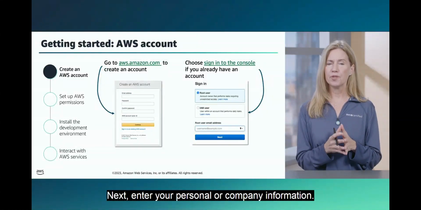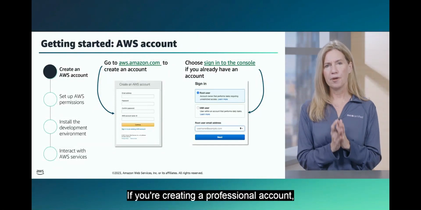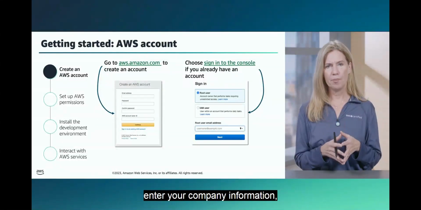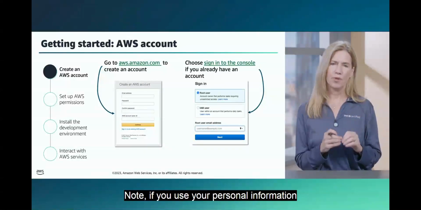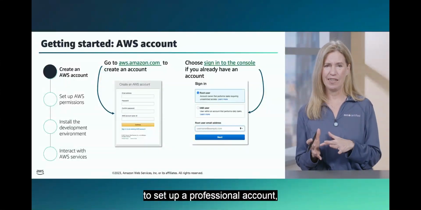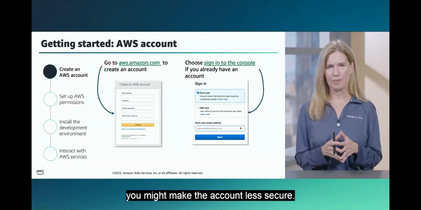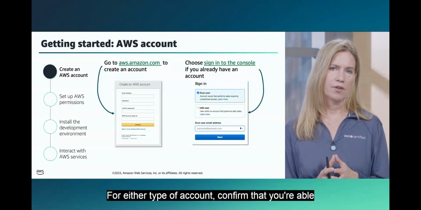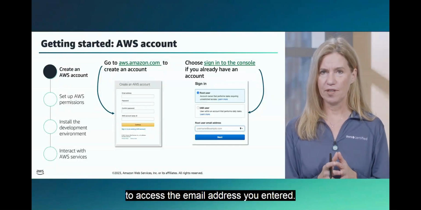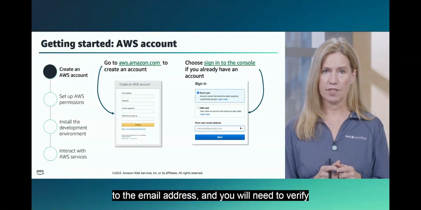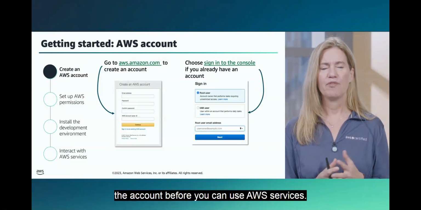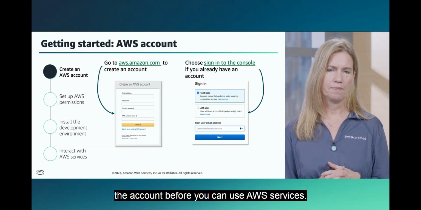Next, enter your personal or company information. If you're creating a professional account, enter your company information, such as your organizational email address. Note, if you use your personal information to set up a professional account, you might make the account less secure. For either type of account, confirm that you're able to access the email address you entered. The system will send a confirmation email message to the email address, and you'll need to verify the account before you can use AWS services.